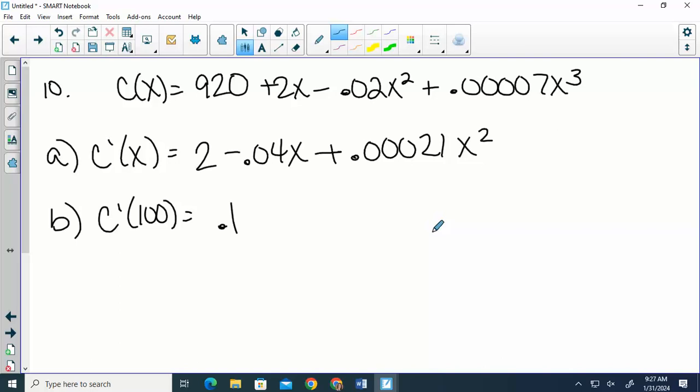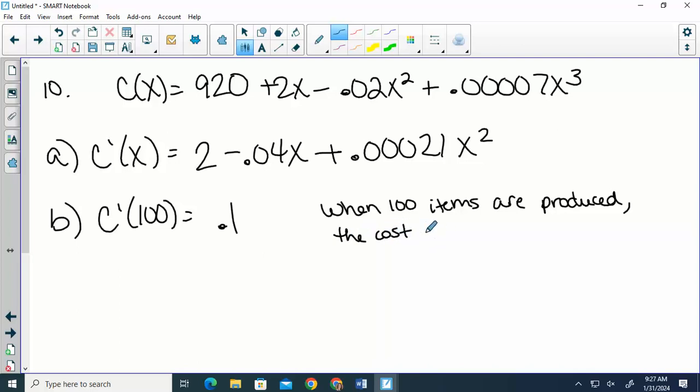So then the interpretation: marginal cost, a derivative, is a rate of change. So the derivative of cost doesn't tell me what the cost is, it tells me how the cost is changing. So 100 is how many items we have produced. So it's saying when 100 items are produced, the cost is increasing $0.10 per item.